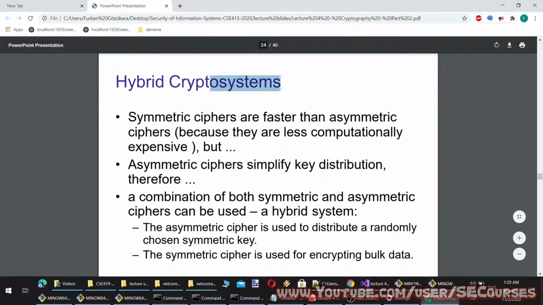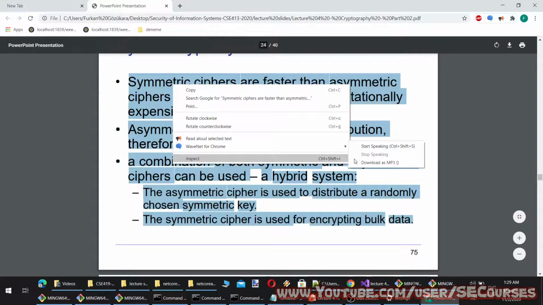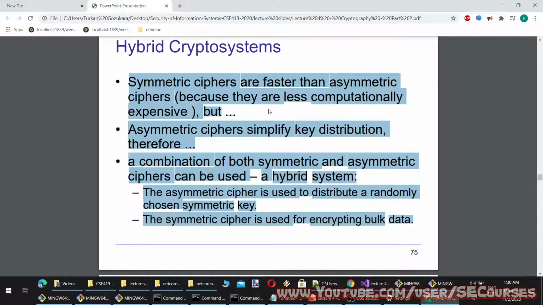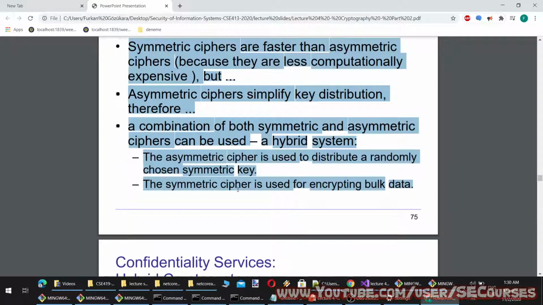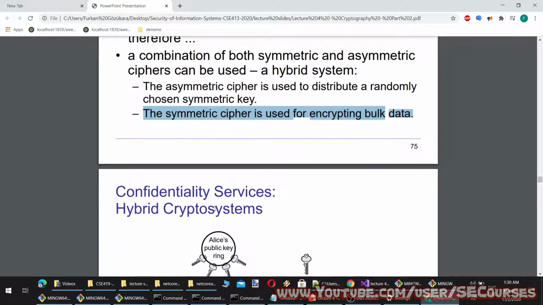Okay, so there are hybrid cryptosystems. Symmetric ciphers are faster than asymmetric ciphers because they are less computationally expensive, but asymmetric ciphers simplify key distribution. Therefore, a combination of both symmetric and asymmetric ciphers can be used. In a hybrid system, the asymmetric cipher is used to distribute a randomly chosen symmetric key. The symmetric cipher is used for encrypting bulk data.